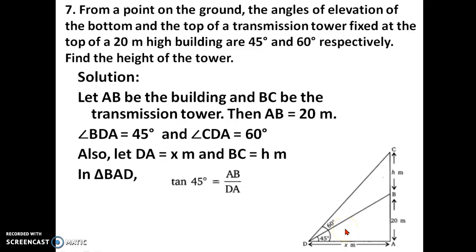In that, tan 45 equals AB by DA. What's the tan formula? It is opposite by adjacent. So AB by DA. Substitute the known values, that is 20 meters divided by x meters. Tan 45 is 1, so 1 is equal to 20 by x. So x is 20 meters. Let's have this as equation 1.